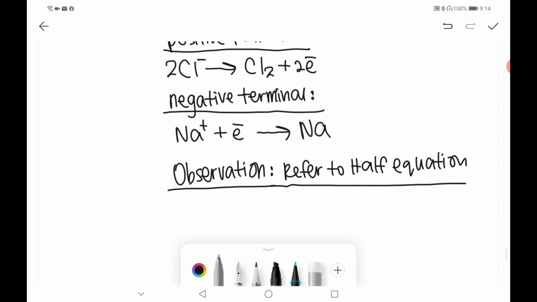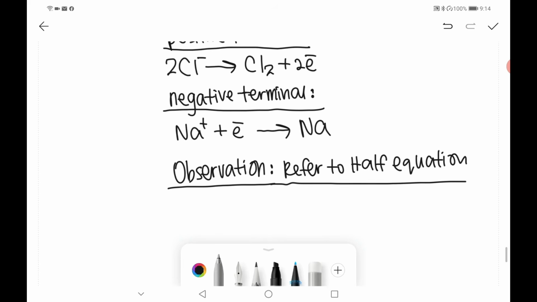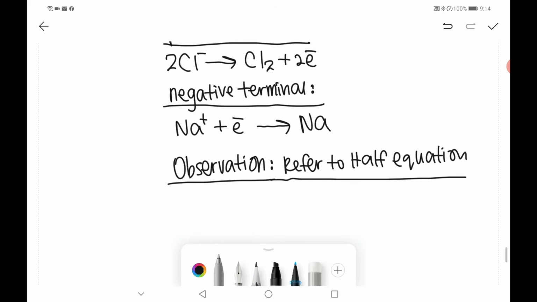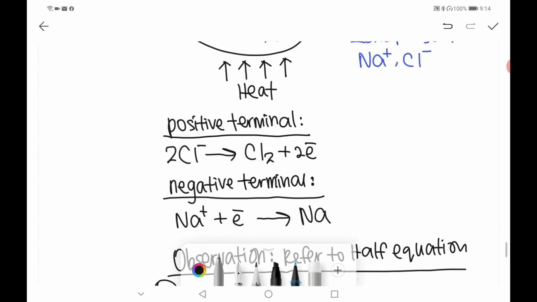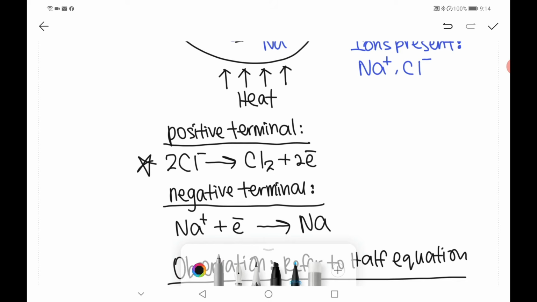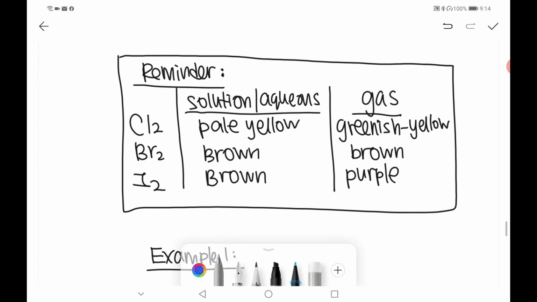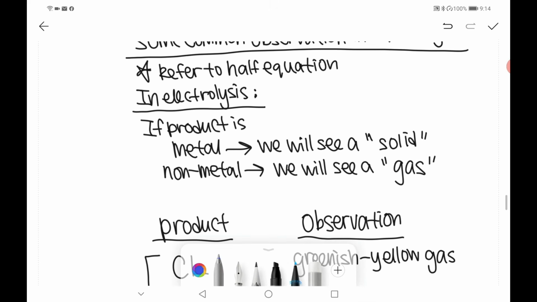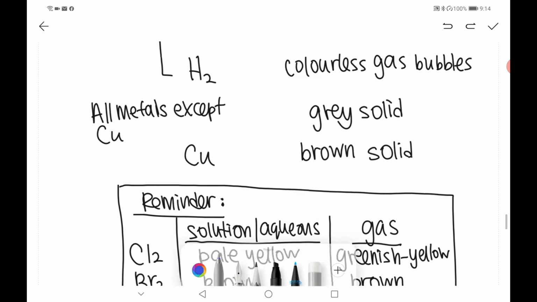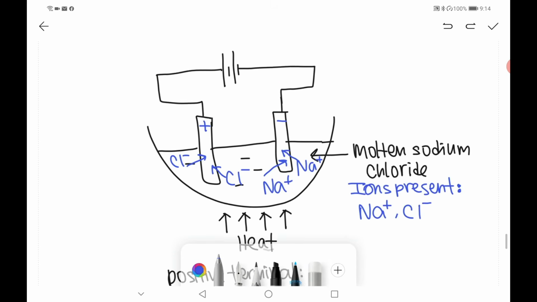So let's look at the first observation, what we can see. Look at the product. Our first half equation, the product is Cl2, chlorine. Chlorine is a non-metal. I said just now, when we have a non-metal, we will see a gas. So chlorine will appear as a gas.